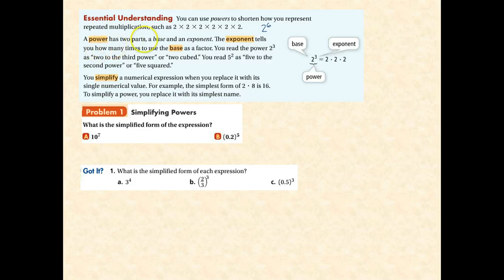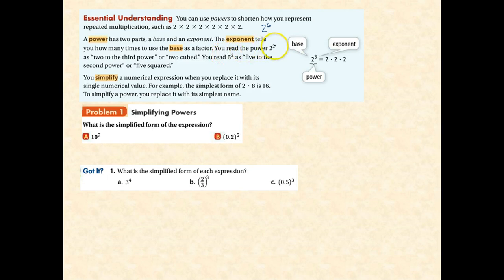A power has two parts: a base, which is the big number, the number that gets multiplied over and over again, and the exponent. The exponent tells you how many times to multiply the base by itself. Together, the base and the exponent are called a power.